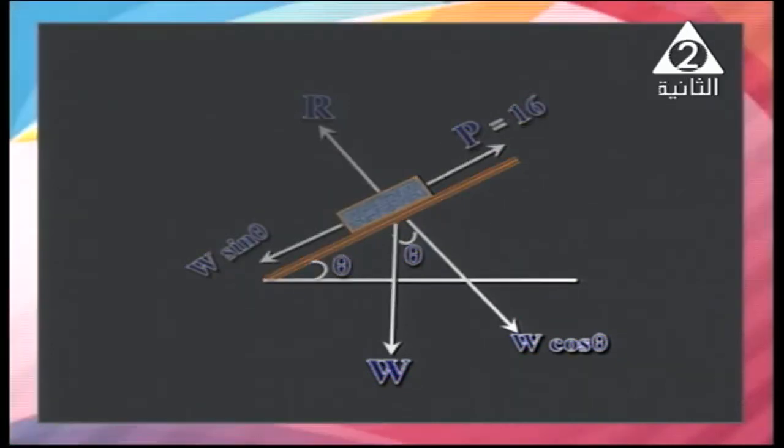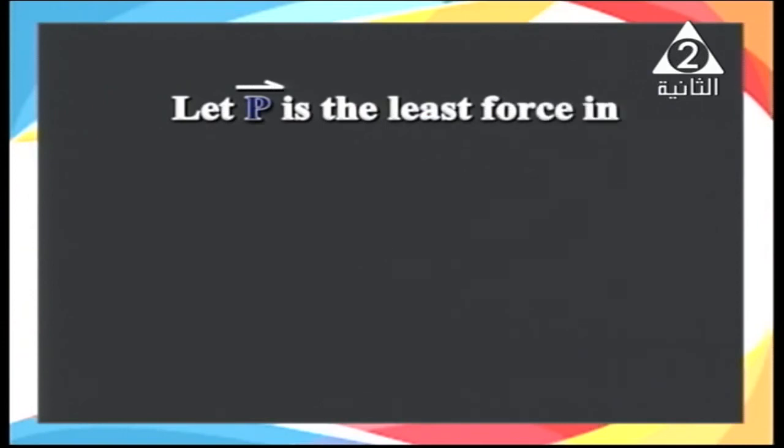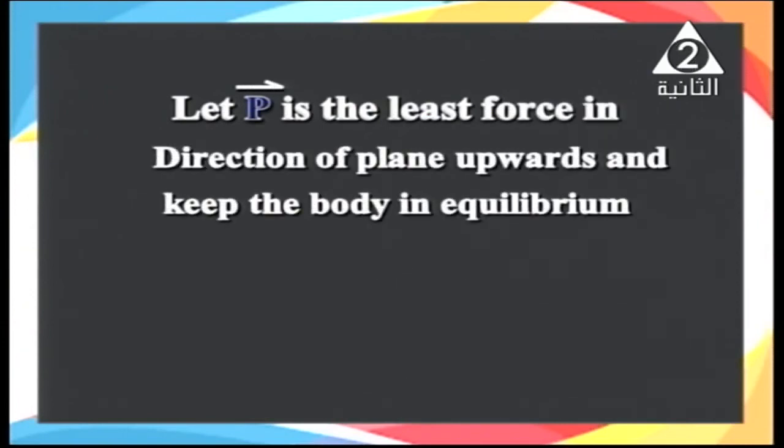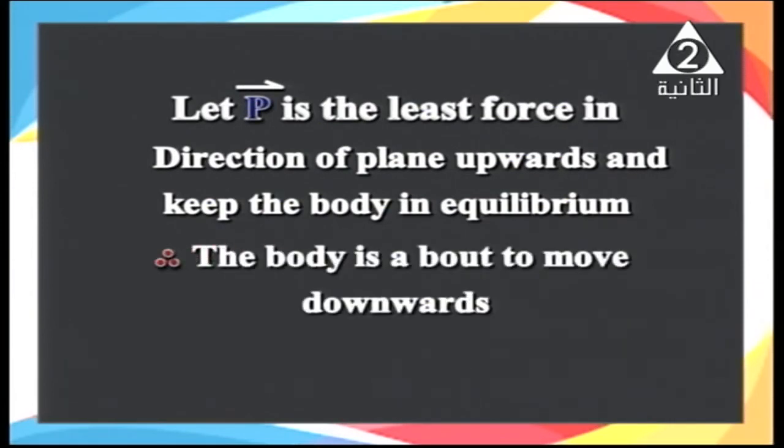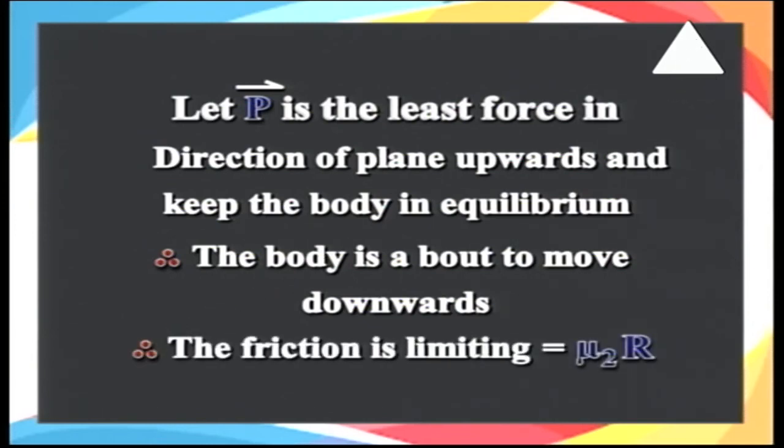Let B be the least force in the direction of the plane upwards that keeps the body in equilibrium. Therefore, the body is about to move downward. Why? Because B is the least force in the direction of the plane upward, so the body is about to move downward. The friction is limiting, μs R.